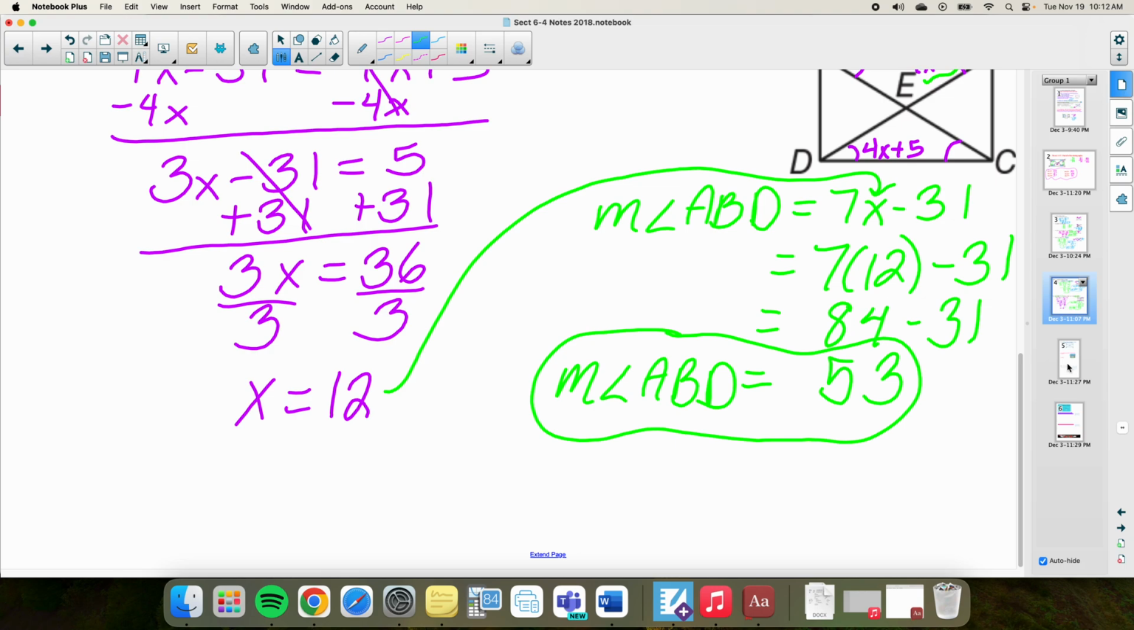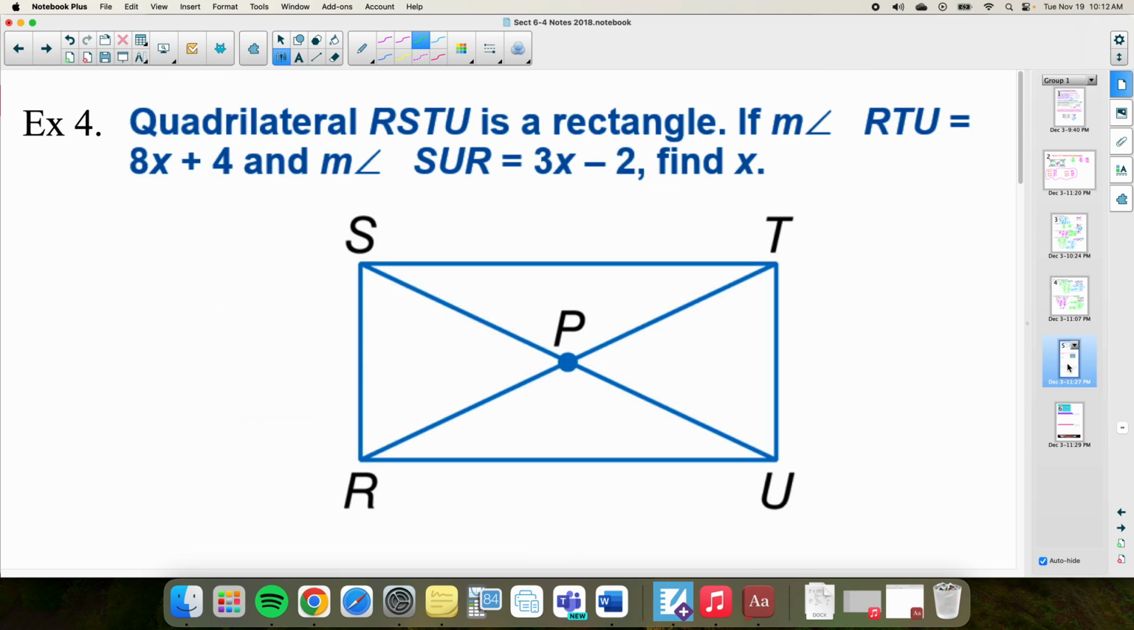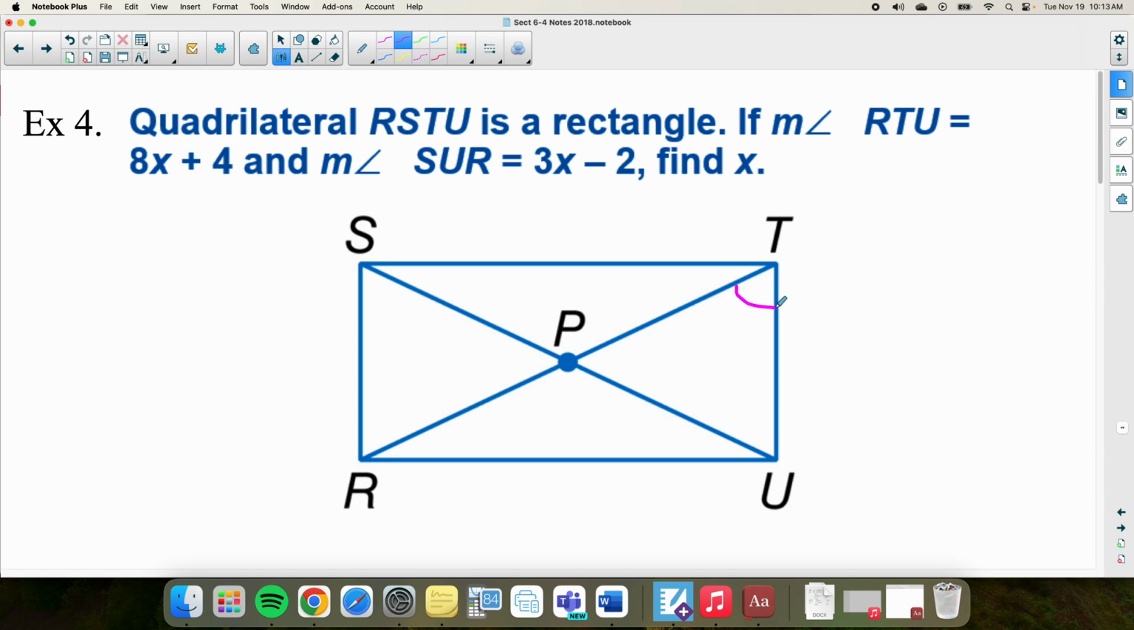Then, if we go to this page, it says quadrilateral RSTU is a rectangle. If RTU is 8x plus 4, RTU is this angle right here, and it's 8x plus 4, okay? Then it says SUR, which is this angle right here, is 3x minus 2.